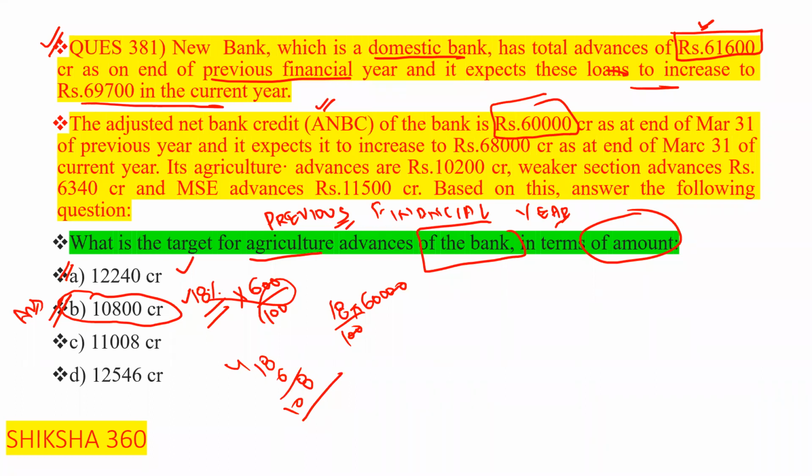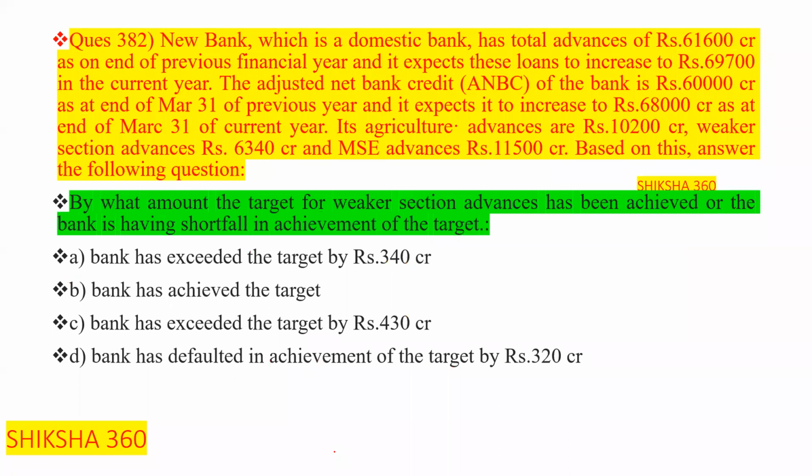Now one more question I will ask here. What is the target for the small and marginal farmers? That is 8%. Clear? Now move to the next question. This one is the same.